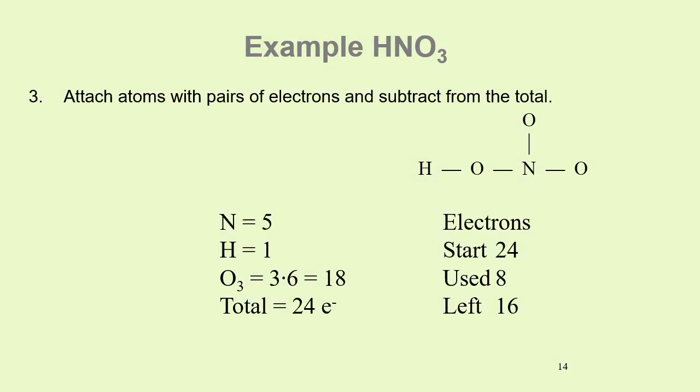Next, we have 24 electrons, so we can use 8. Why 8? Because we have 4 bonds between atoms. H-O, 1 bond. O-N, one bond, and N-O, there are 3 bonds in total. So 1, 2, 3, 4, 5, 6, 7, 8. 8 used, left is 16.